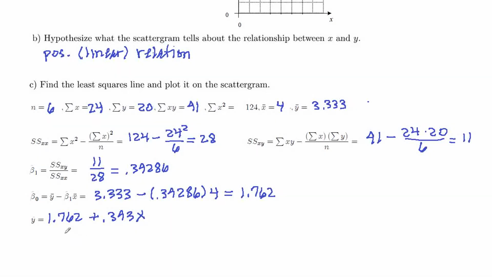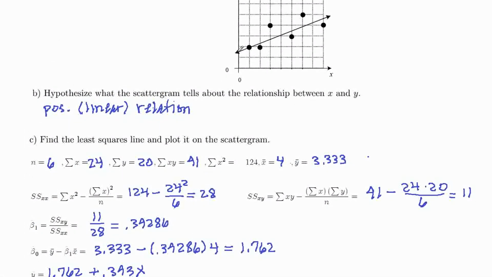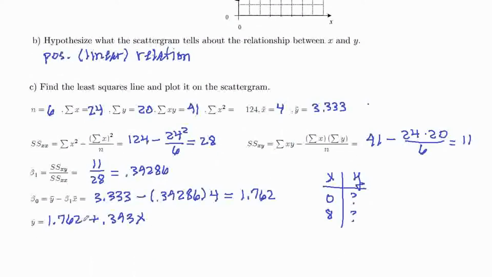And then to plot this, you can pick 2 x values and 2 y values, or you can start from that y-intercept and try to do a rise over run. But what I would do is just do x versus y and pick x is 0, and then maybe x equals 8, and then figure your 2 y values here, and then plot those, and you should get this line. So pick 2 x's. That's usually the easiest way to do it when you have these decimal values, because it's a little harder to do rise and run.